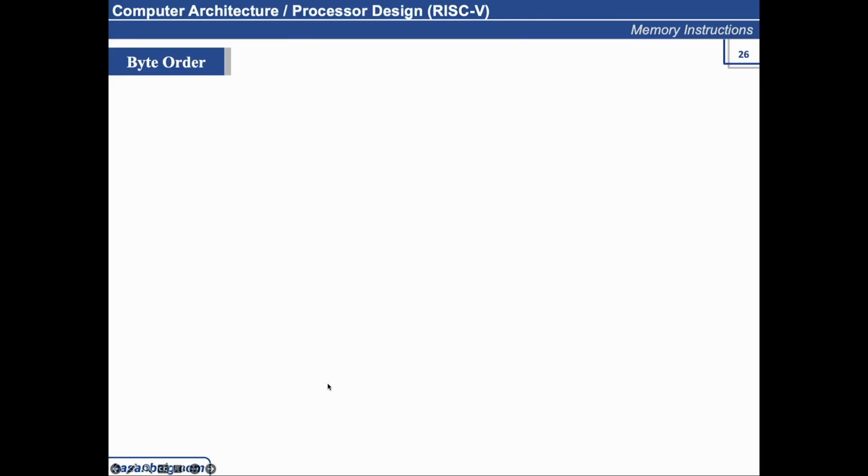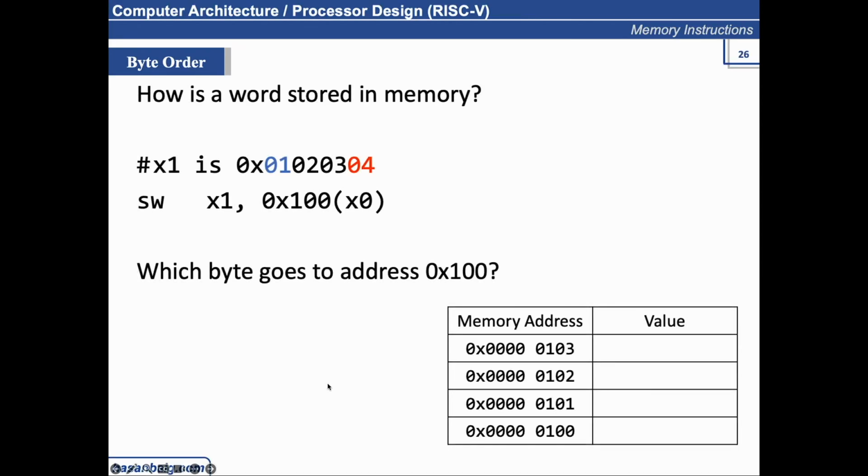Okay, so the next important thing is the byte order. How is a word stored in memory? Suppose that we have a value stored in x1. This is a 32-bit value, 1, 2, 3, and 4 expressed in the form of hex. This is completely 32 bits and 4 bytes.